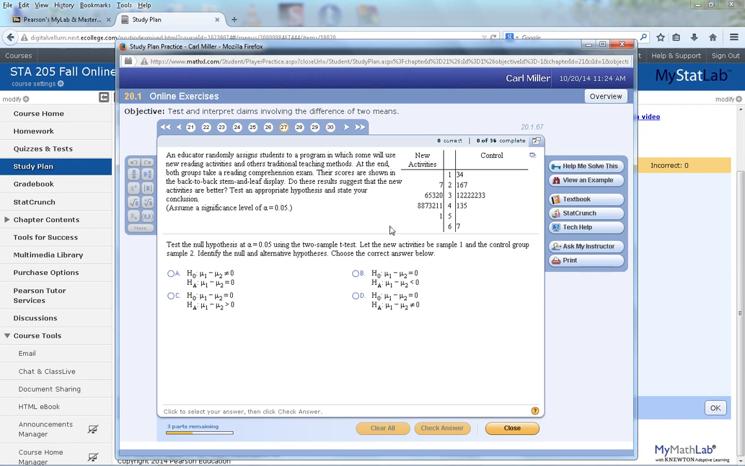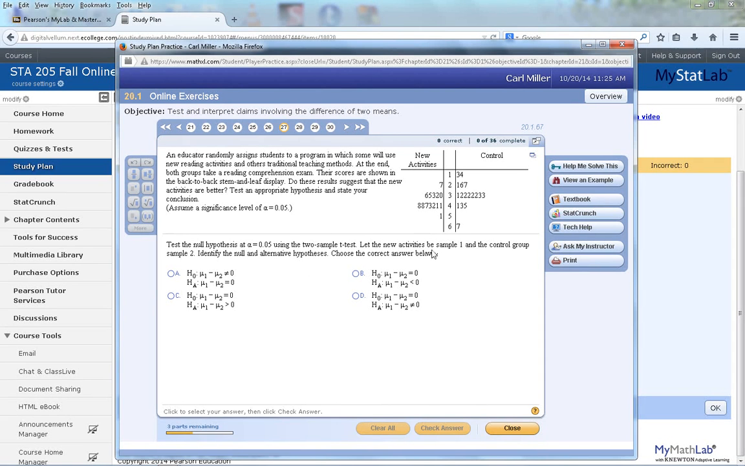And here it says an educator randomly assigns students to a program of which some use a new reading activities and others use a traditional teaching method. And then at the end, both groups take a reading comprehension exam. Their scores are shown in the stem and leaf plot, which we really didn't talk about stem and leaf, but we're going to open the data in StatCrunch in just a minute. Do the results suggest the new activities are better? In other words, would students who are taught using the new method have a larger mean score? Test an appropriate hypothesis and test your conclusion.